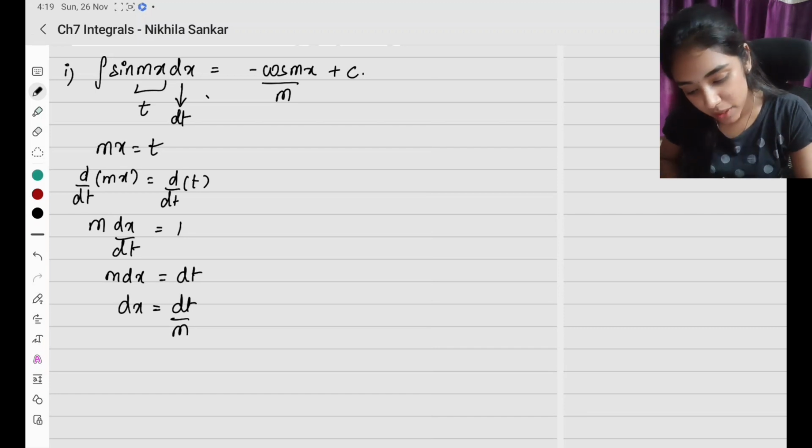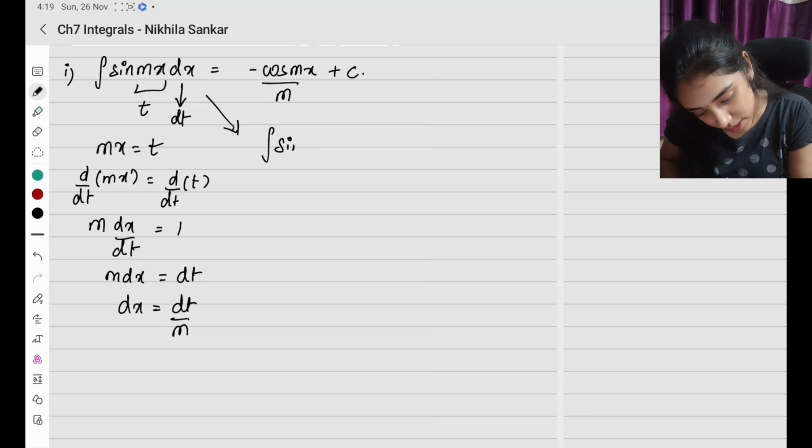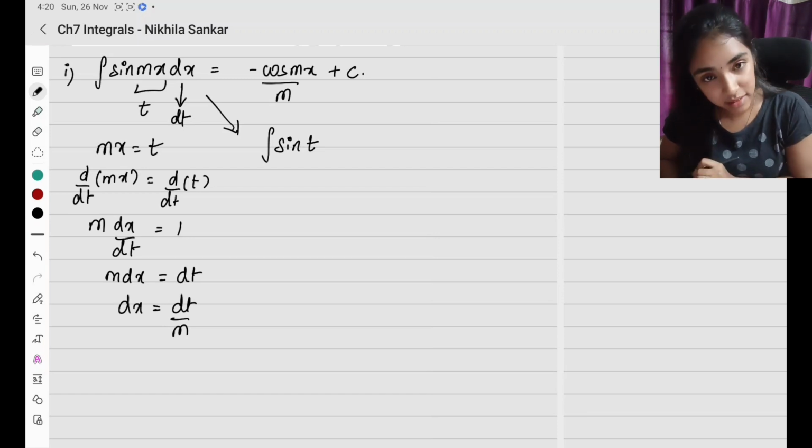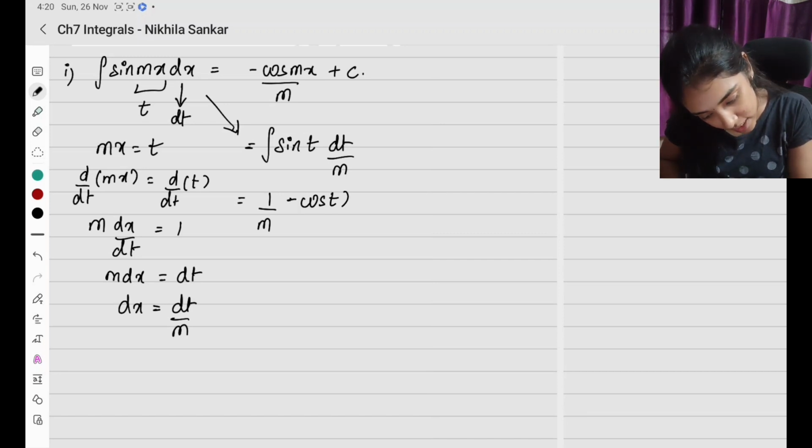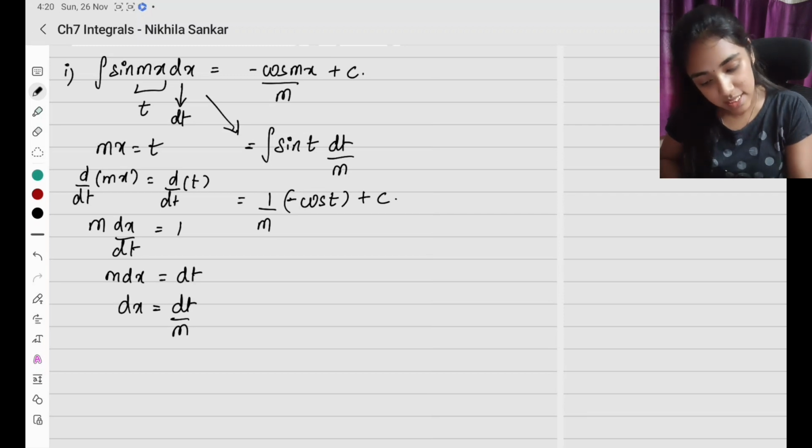So இப்போ நம்ம substitution எப்படி ஆகும்? This can also be written as integral of sin mx க்கு பதிலா t ன்னு எழுத போறேன். dx க்கு பதிலா என்ன எழுத போறேன்? dt divided by m. Okay, so this is going to be, I can take 1 by m outside. Sin t ஓட integral என்ன? It is going to be minus cos t plus c.